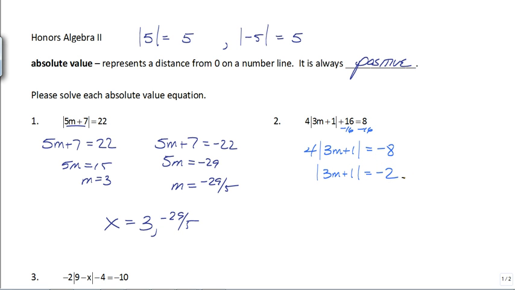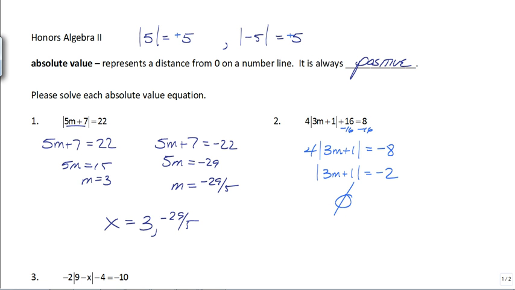And now you're going to try to solve, and it's not going to work out. And here's why. We just got done saying the absolute value of a positive is always positive, and the absolute value of a negative is always positive. The absolute value of anything is never going to be negative. So as soon as you see that an absolute value is equal to a negative number, it's just no solution. Cannot be done.